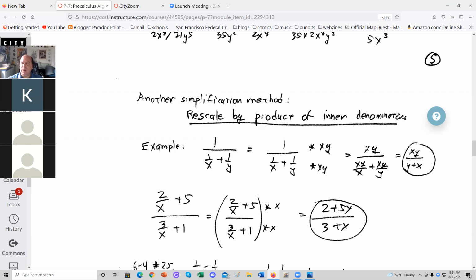And here we go. 1 times xy in the numerator is xy. 1 over x times xy is xy over x, which is a y. 1 over y times xy is xy over y, which is an x. End result, xy over y plus x.